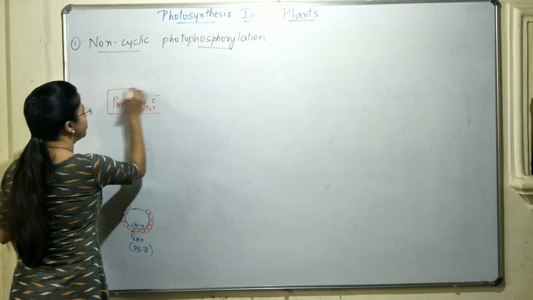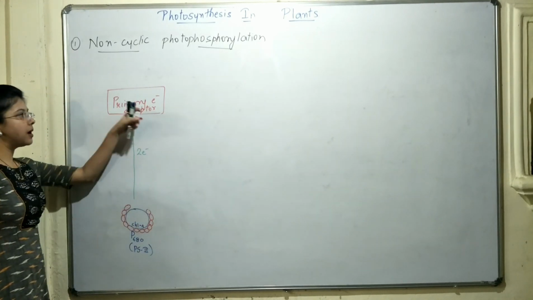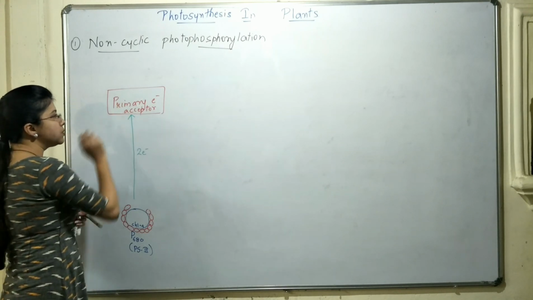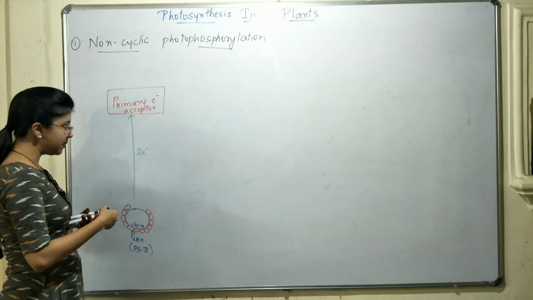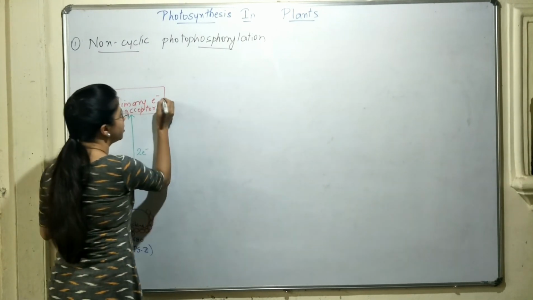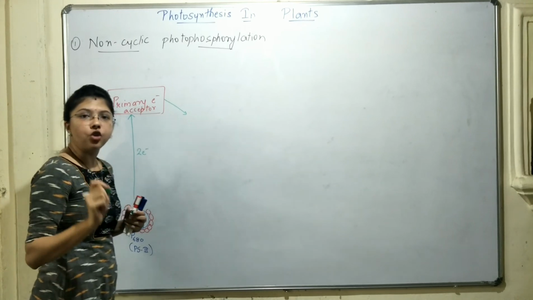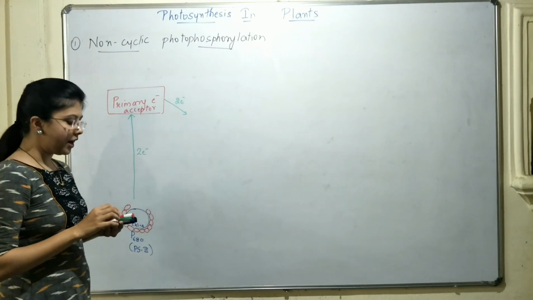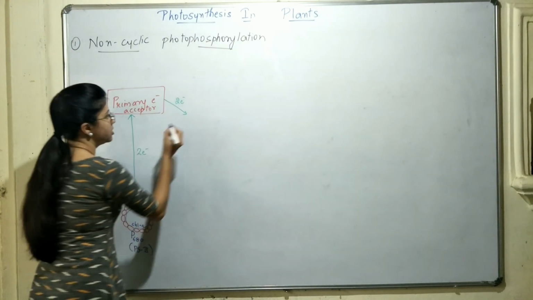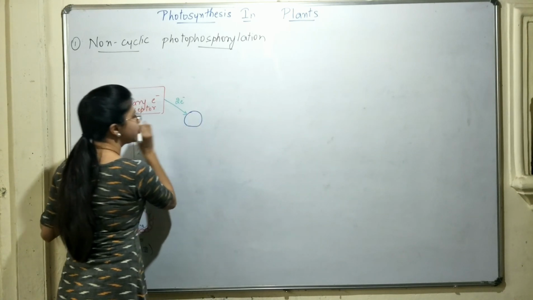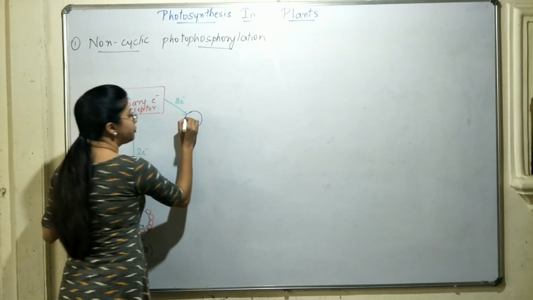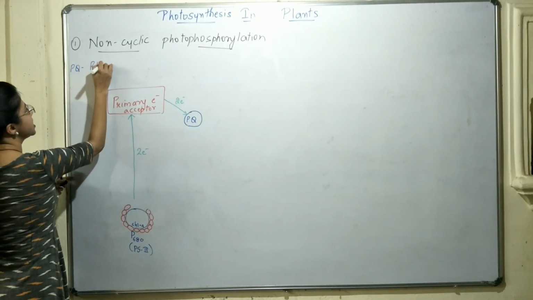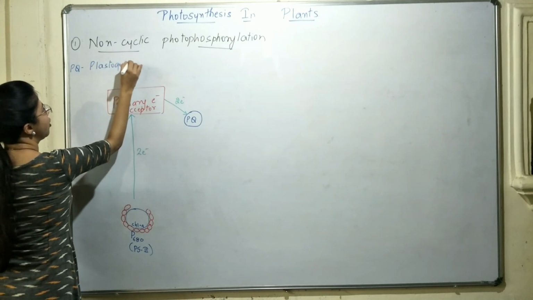which is associated with photosystem 2. This primary electron acceptor will always be associated with photosystem 2. After the pair of electrons is accepted by the primary electron acceptor, they will be transferred to an electron transport system. So the 2 electrons will now be transported to the electron transport system. There are different complexes which are involved in the electron transport system. The first complex here is plastoquinone. PQ is going to represent plastoquinone.